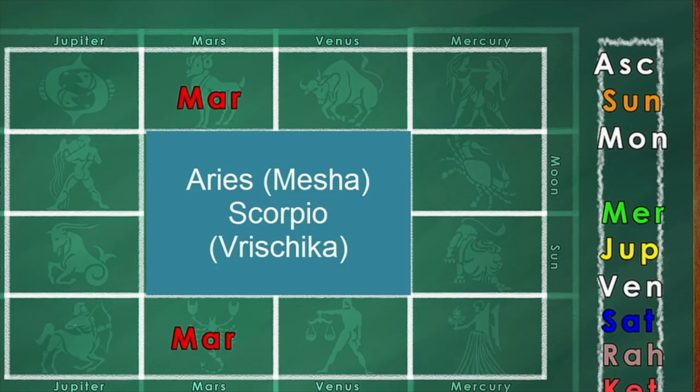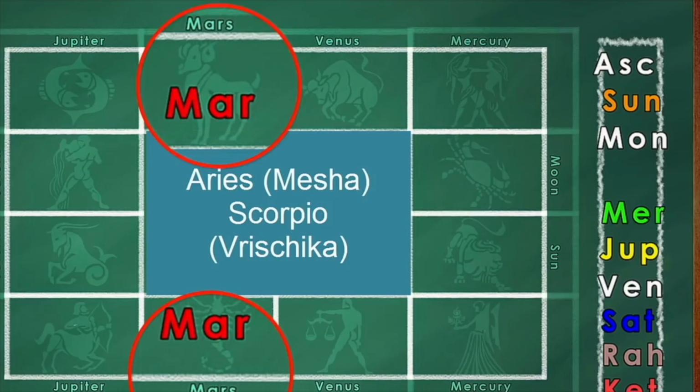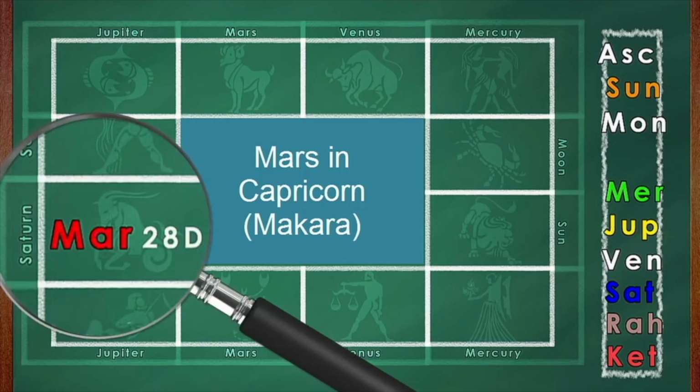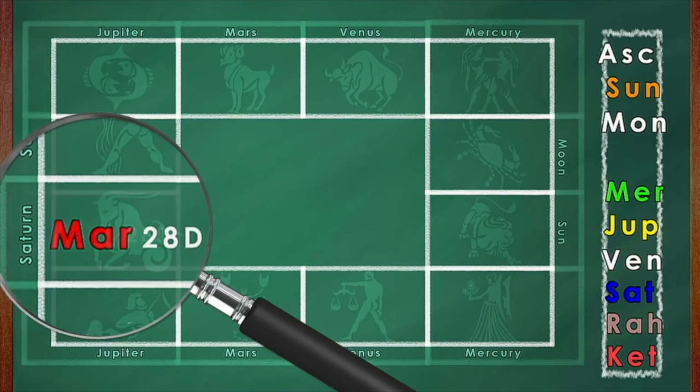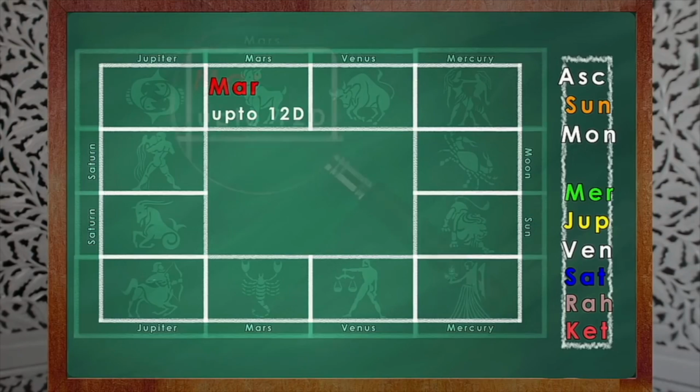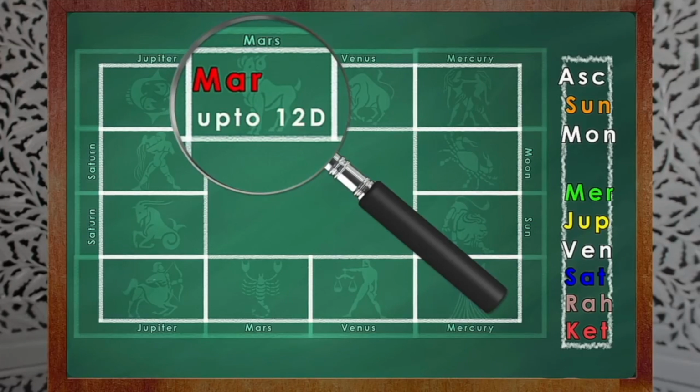From the Rasi chart, you get to know whether Mars is in its own sign or exalted, deep exaltation, which is Capricorn 28 degrees, or deep debilitation, which is 28 degrees Cancer. Whether Mars is in its Mula Trikona, which is the first 12 degrees of Aries.